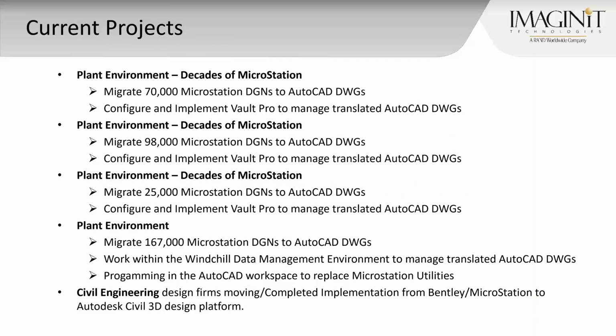So a couple of current projects that we have going on, and I think it really will highlight why we've created this process. So from a plant environment, decades of MicroStation use. We've got a couple of plants, and you can see the magnitude of the DGNs that we've translated. So 70,000 DGNs to DWGs, 98,000 is a current project that we're working on, and 25,000, which seems small in comparison to a couple of the others.